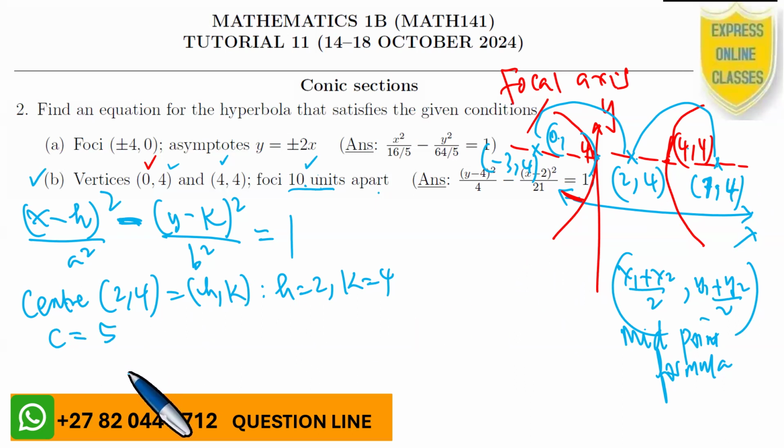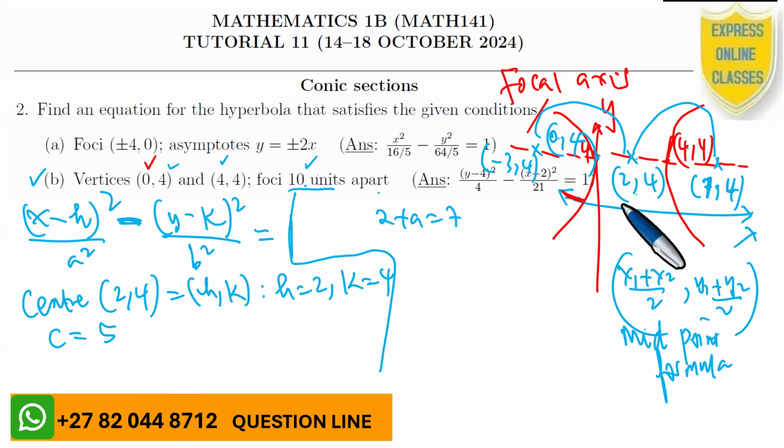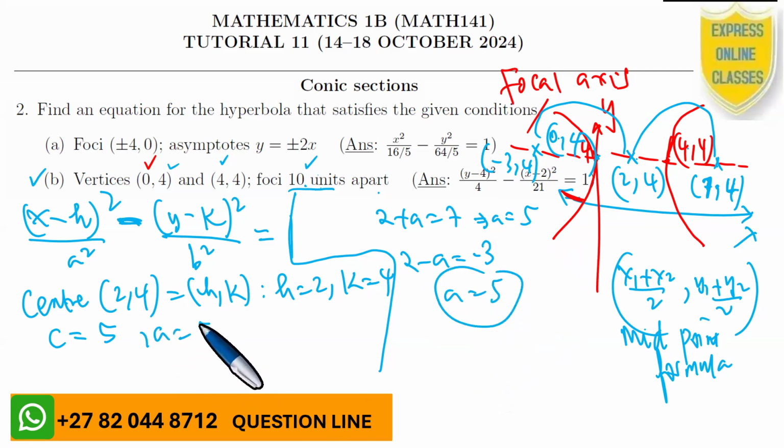But the question still remains, what is our A? What is our B? It's easy to get the A and the B, and there are many ways, because if you already got the center, you need to look at the distance. A is added, like 2 plus A is 7, and 2 minus A becomes negative 3. If 2 plus A is 7, it means that A is equal to what? A is 5, because 7 minus 2 is 5. So we got that A is 5 from distances.